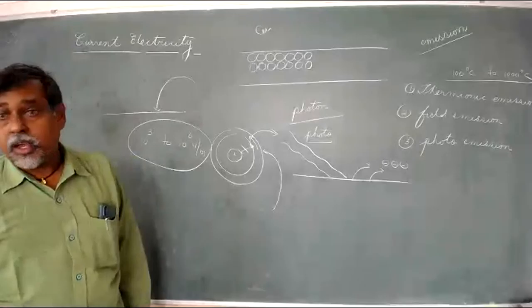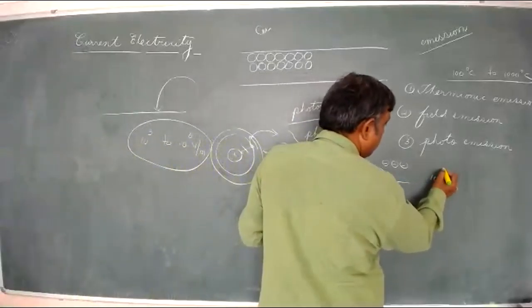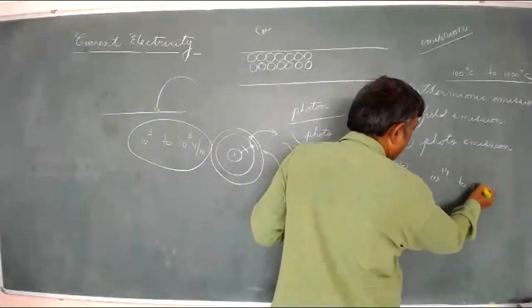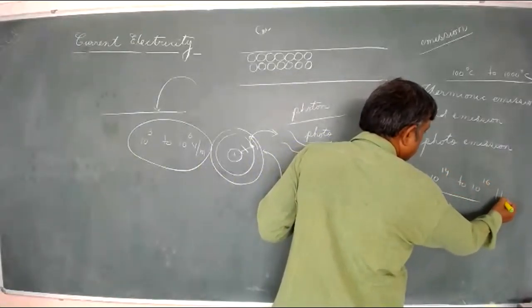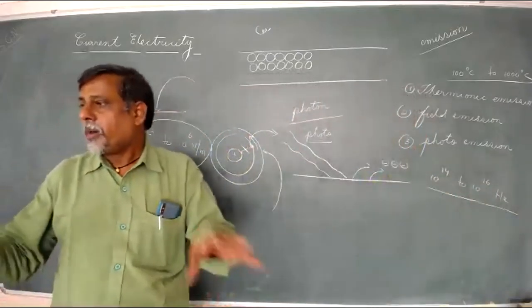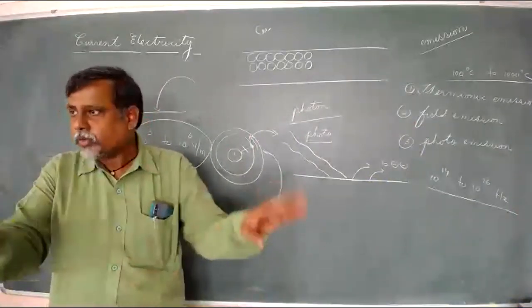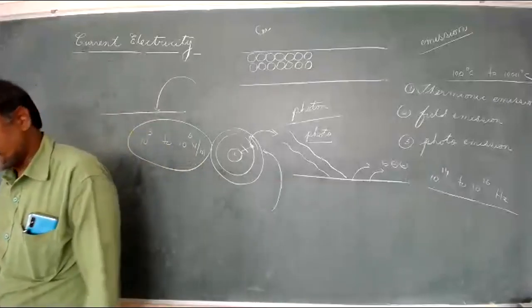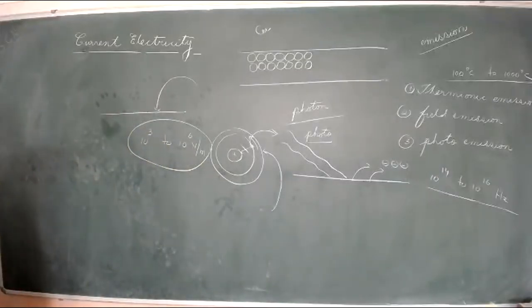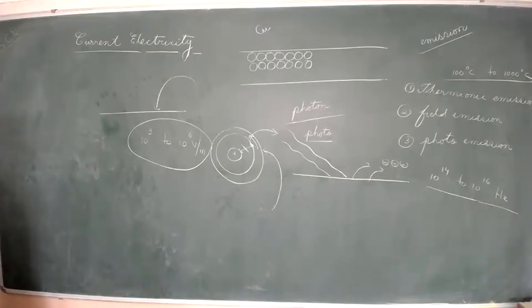And for this photo emission, how much frequency has to be there? The frequency has to be of the order of 10 power 14 to 10 power 16 hertz. Under normal frequencies, the electrons will not be emitted. These are the conditions. You have to remember these values; there will be some questions related to them. These are universal values: 10 power 14 hertz to 10 power 16 hertz.